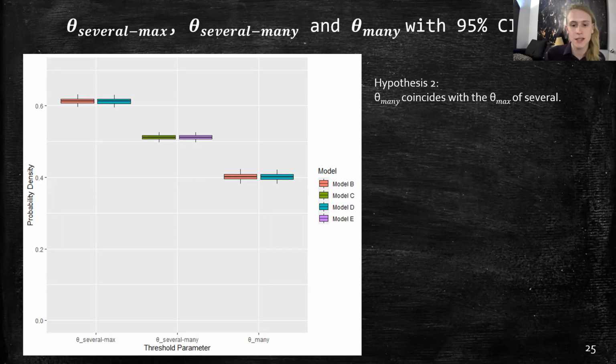For models C and E in the center here, we had one threshold that was trying to account for both phenomena. And in all of the models, we see there's no overlap whatsoever between the theta many and the theta several max or a coincident threshold. So this is essentially pretty good evidence that we should reject our hypothesis 2.